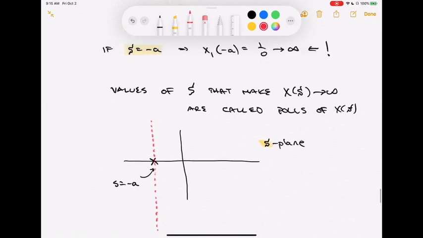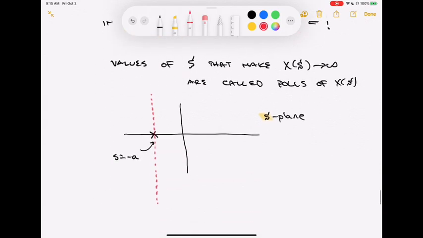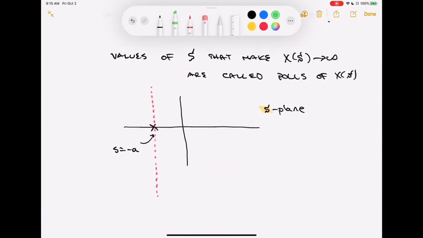What did our region of convergence look like? Our region of convergence said we can use any values of s that are greater than minus a. Okay, so if I shade that in green, what do I get? I get all of these s values, any value of s sitting to the right of that pole. And this turns out to be a pretty common way of interpreting regions of convergence.